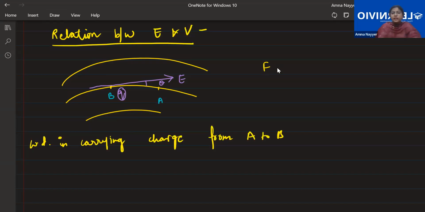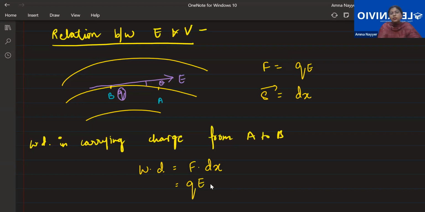First of all, if the electric field is E and charge is Q, the force will be Q into E. Now let's say the separation between A and B, the displacement, is some dx. So when we are calculating the work done, it will be force into dx, that is Q into E dot dx. Correct? This is one expression of work done.